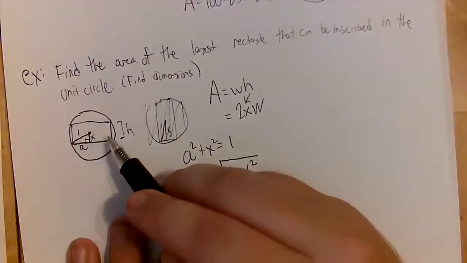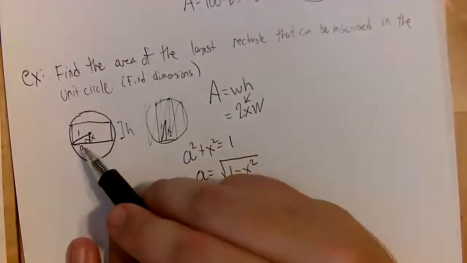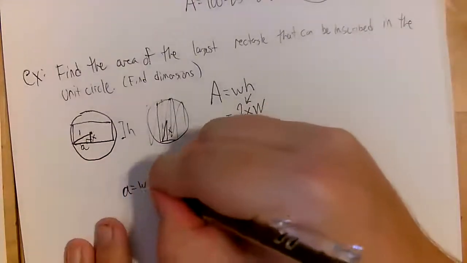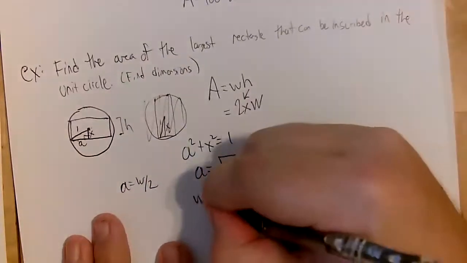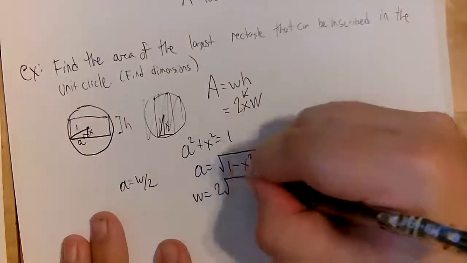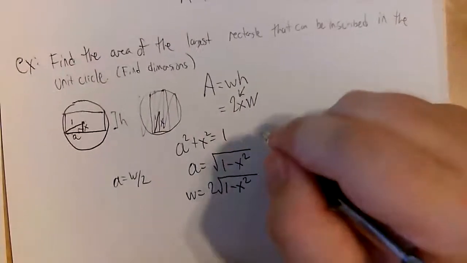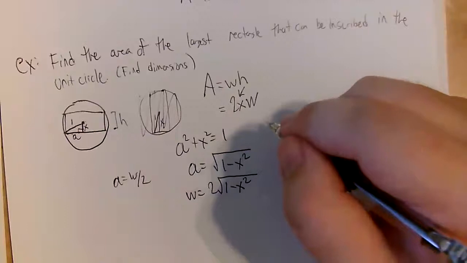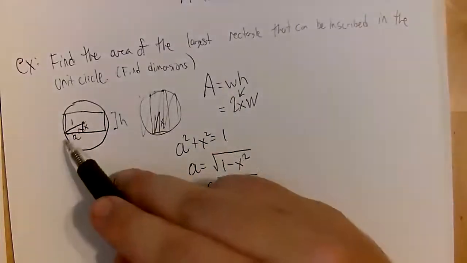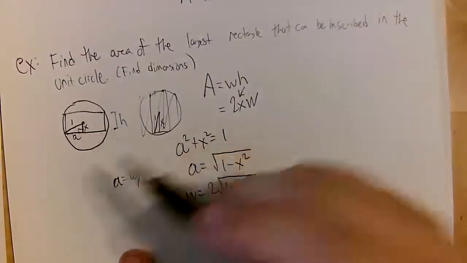Remember, we want the whole width across the bottom. Now, a is going to be the width over 2, so this means that the width will be 2 times the square root of 1 minus x squared. That's going to be the width of this rectangle here. That's going to be a and then another a.